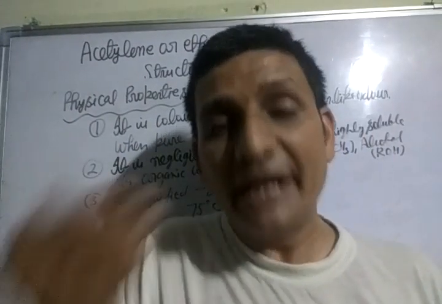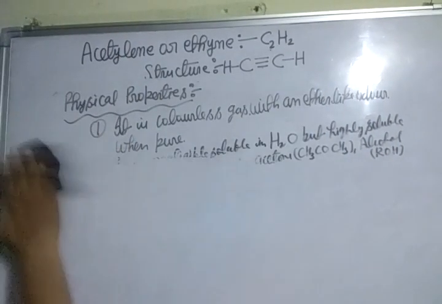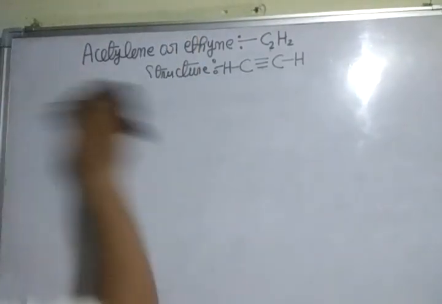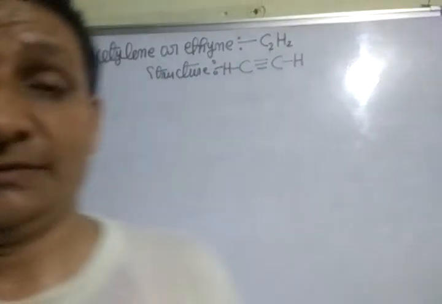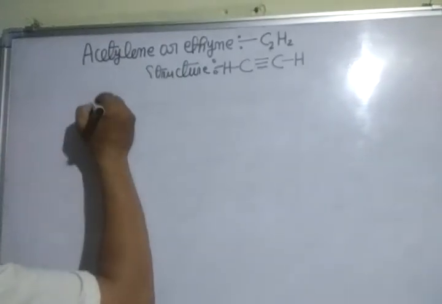Now I am telling you the chemical properties of acetylene or ethyne. Chemical property number 1 is combustion or burning.